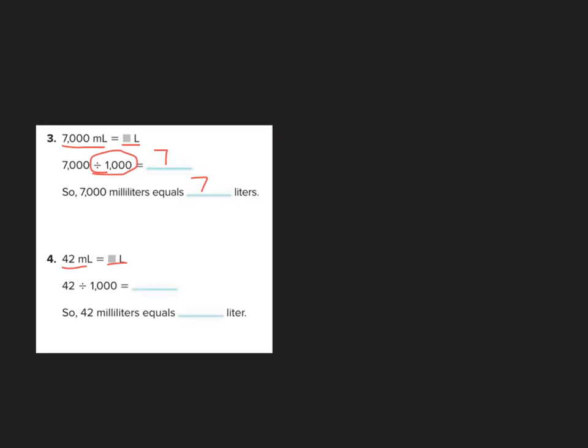42 milliliters equals how many liters? So I need to take 42 and divide it by 1,000. If I'm dividing by 1,000, I'm going to move that decimal point. Again, it's right there. We don't always see it, but it's always there, just the space to the right of the ones place. I need to move it back 3 spots. 1, 2, 3. So I'd put a 0 there and a 0 in my ones place. So it would be 0.042, or 42 thousandths. So 42 milliliters equals 0 and 42 thousandths of a liter.